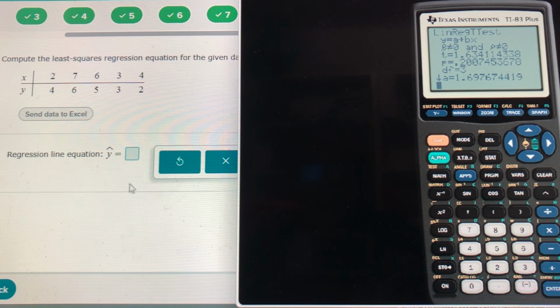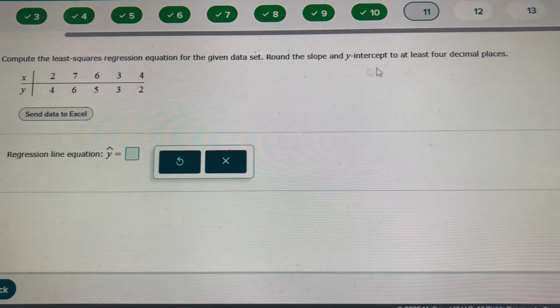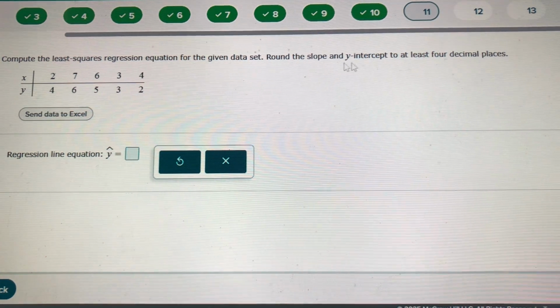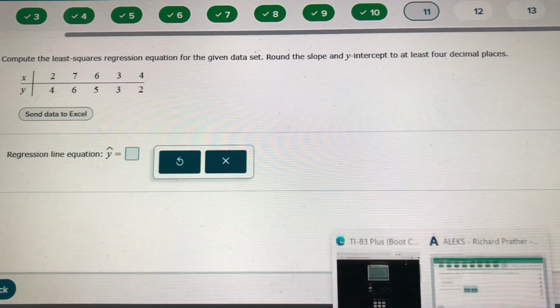So all we need, and they put this hat on top of the y, see the hat? The regular y is the actual y, but the little hat on top of the y means you're doing a predicted y. You don't have to worry about that because the calculator does it for you, but this is predicted y equals a plus bx. I need to plug in a and b, and there's a right there. Round the slope and the y-intercept to 4 decimals.